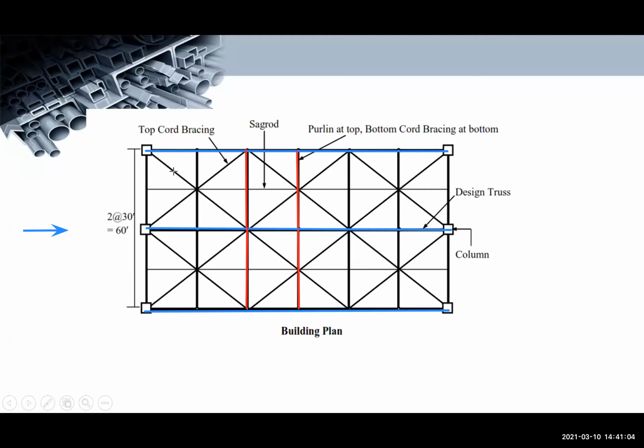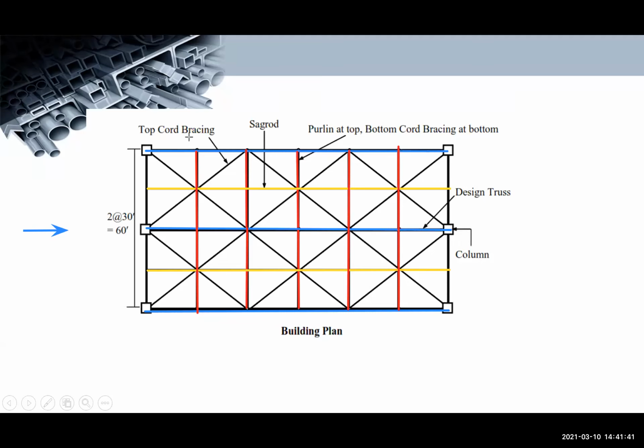And then our sagrod is this one, the one connecting the purlins. Because our purlins are the red lines. Now, this example, this figure, is an example of a sagrod at the midspan. Because this is the purlin, and it has only one sagrod in the middle. So, this is an example of a sagrod located at the midspan of the purlins.